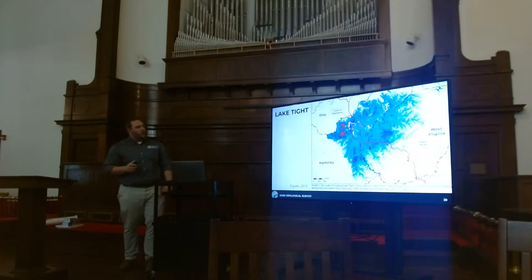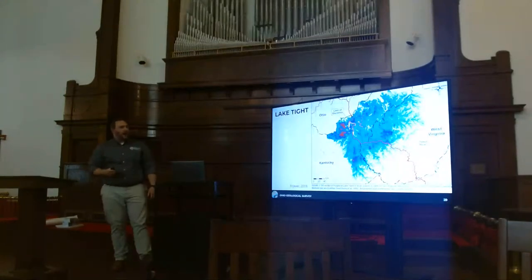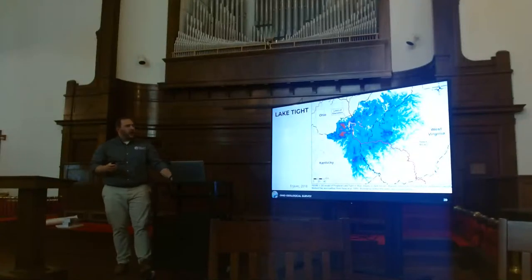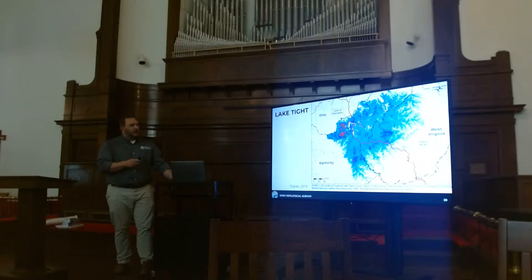But we know that there were lots of deposits in Southeast Ohio, and there are lots of events. The first event I want to talk about happened during that pre-Illinois glaciation. And you can see on this map, this is a relatively recent map by Jim Urjevich, who is a Southeast Ohio native, and actually works down in Piketon for the Department of Energy. But he undertook this project to update some older mapping of Lake Tight.